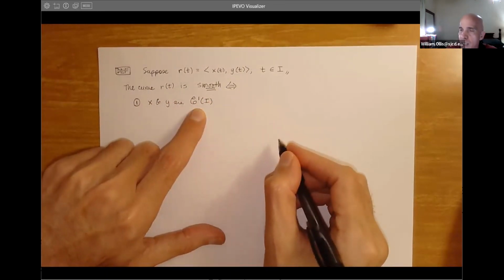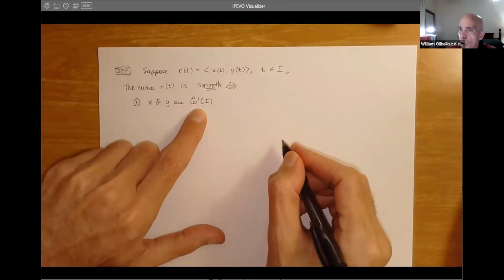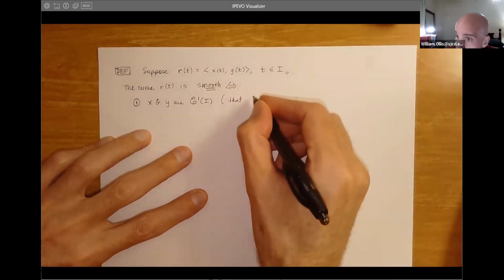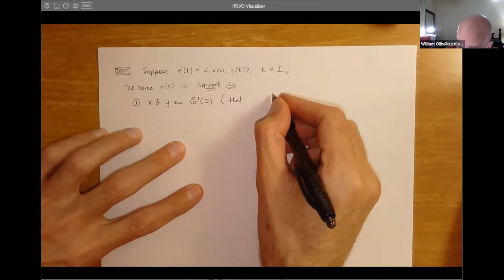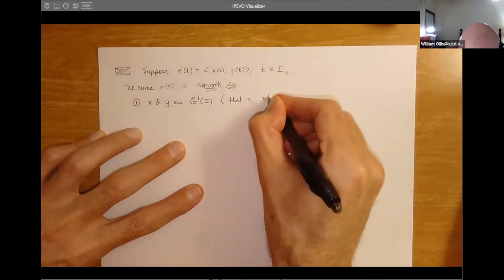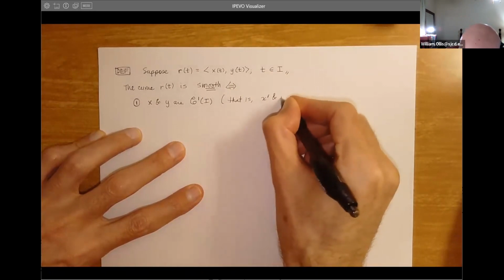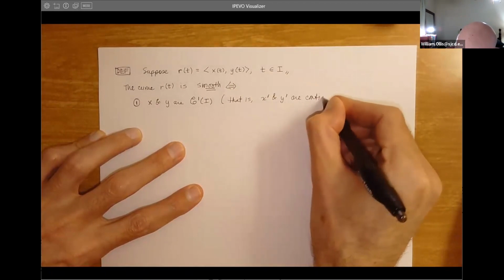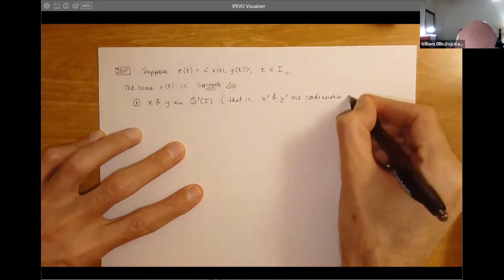Remember, C1 means continuous first order partials, or first order derivatives. You'll get partial derivatives in calculus 3. That is, x prime and y prime are continuous, just like you did in calculus 1. Continuous on I.